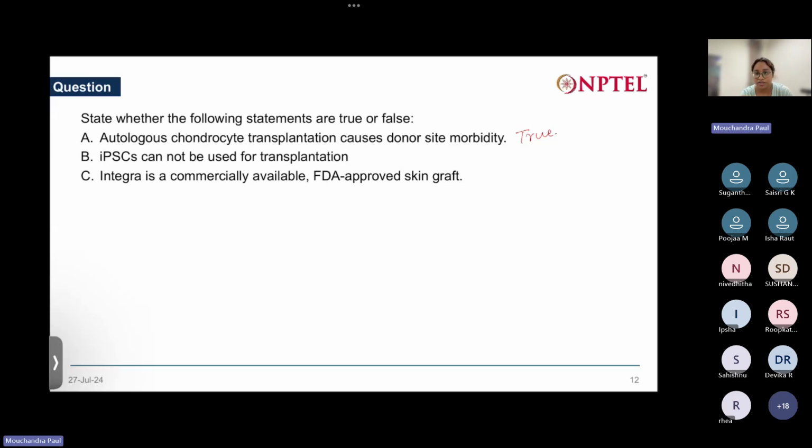Now I have another question. Which is better for transplantation purposes? To transplant differentiated cells or to use stem cells? Stem cells. Okay, why? Stem cells can be used. They are not differentiated, so they don't have any specific function, so they can be used to make different types of cells.